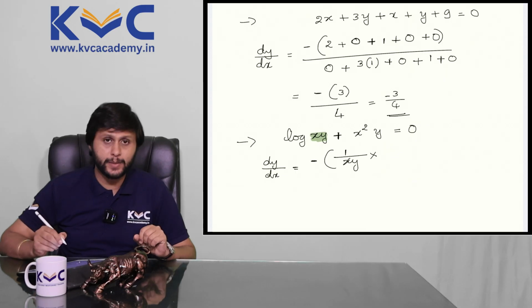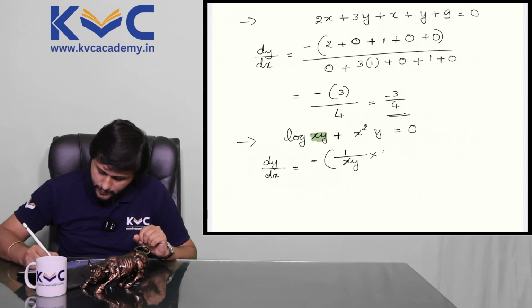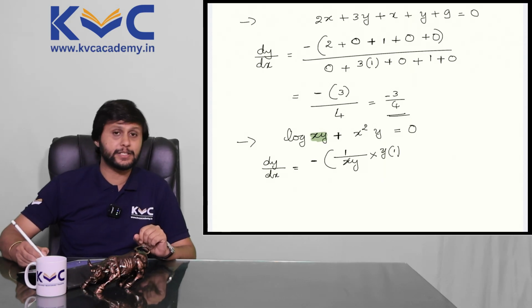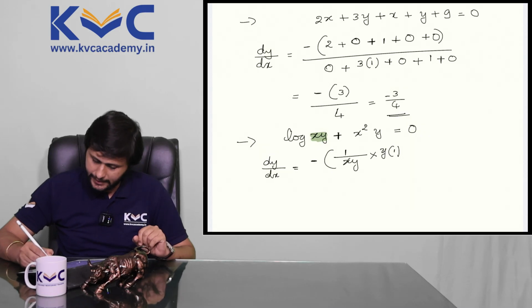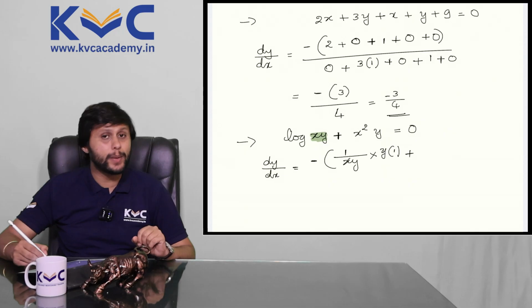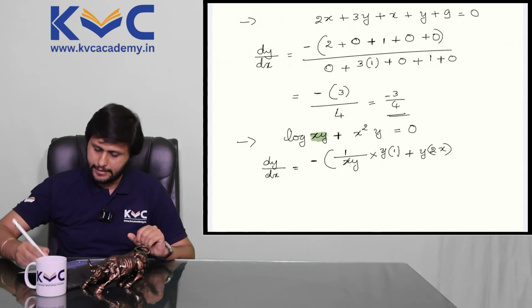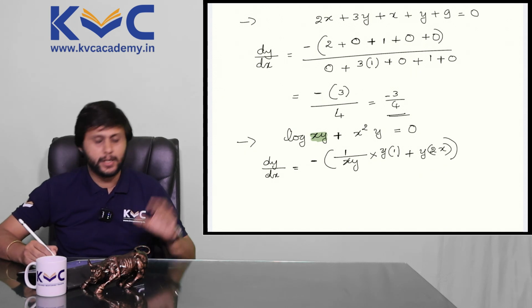Differentiation of xy is how much? Remember, y is constant. Differentiation of x is 1. With this chain rule is complete. Correct. Plus differentiation of x square. Y is constant over here. Differentiation of x square is 2x. Done. Bracket close. Now same thing.